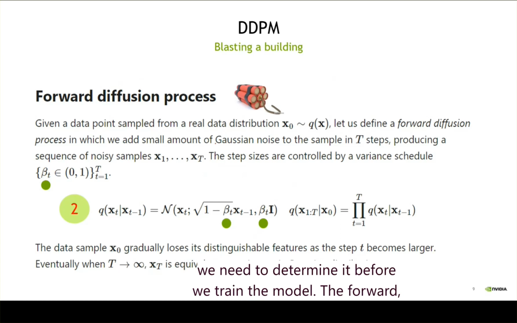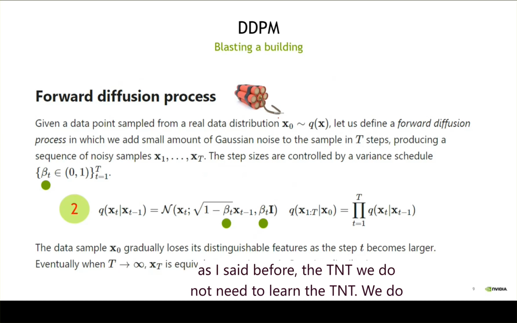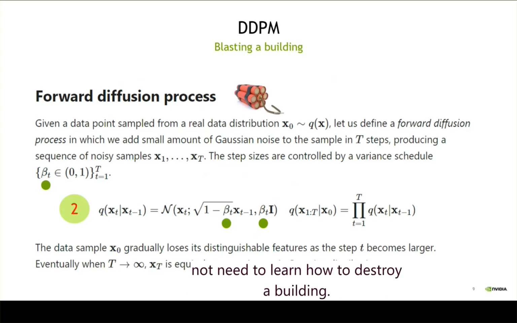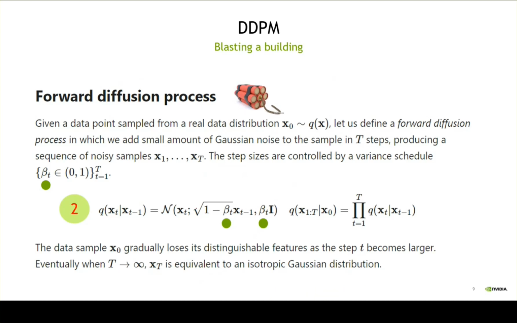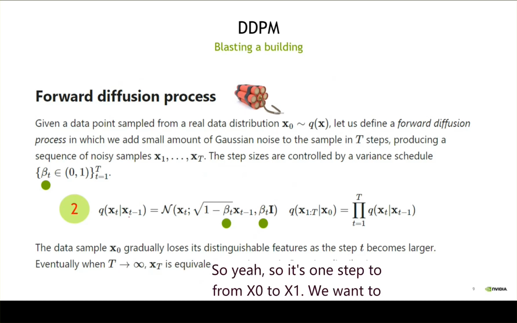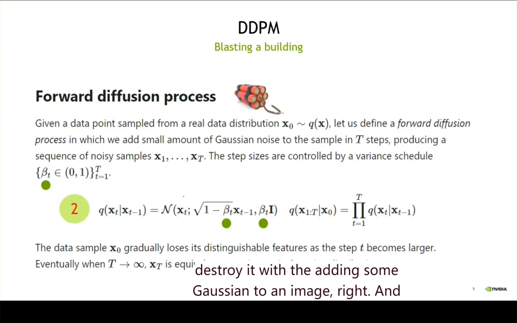The forward, as I said before, the TNT, we do not need to learn the TNT. We do not need to learn how to destroy a building, how to destroy a rocket. It's so easy. Even a child can possibly do it. So it's one step. From x0 to x1, we destroy it by adding some Gaussian noise to an image, right?